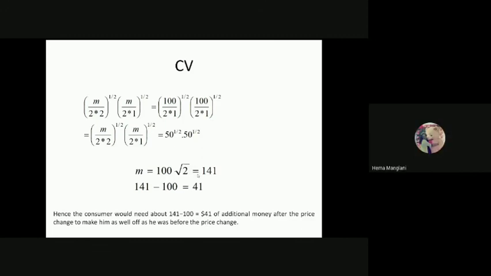Shivani, you're not audible to me. Can you come louder? Ma'am, the last portion, 100 root 2 equals 141. The root 2 value is 1.41. So 100 multiplied by 1.41 gives you 141. This is the total income the consumer needs to reach the same level of utility. But you subtract the initial income of 100. So the additional income the government has to put into the economy is rupees 41 or dollar 41. Is that clear? Should I proceed for EV?